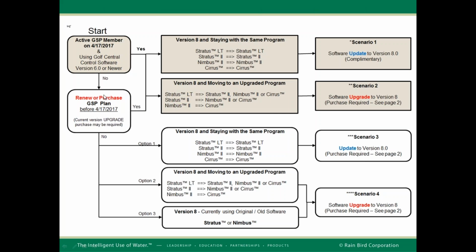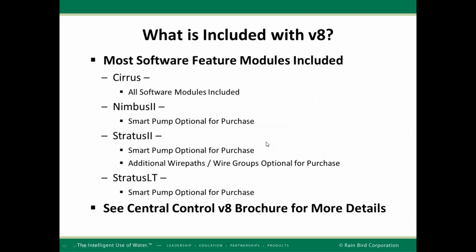If they're not on GSP, get them on a GSP plan before April 17th, please, so that they can get the complimentary upgrade. If not, they'll fall into these categories where they're going to have to either pay for the update or pay for the upgrade. And the update is about $3,000. Upgrades will be more expensive.